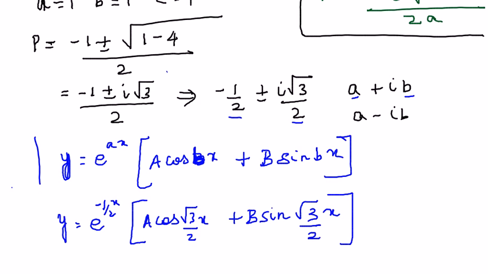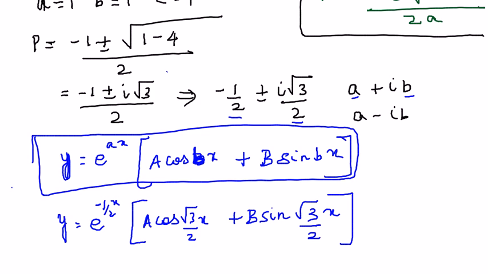So just remember this formula whenever you get the roots of your characteristic equation to be of the form a plus ib and a minus ib, that is, the roots are real and imaginary. Then this will be the formula: y is equal to e power ax into A cos bx plus B sin bx. Just substitute for the small a and small b from your roots here, and that would be your final answer.